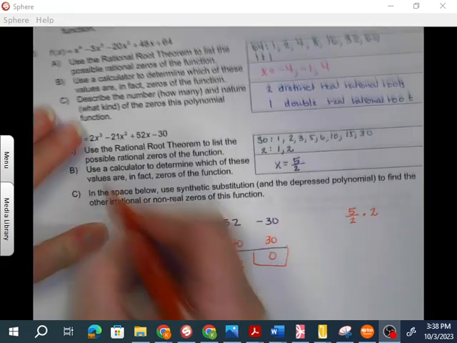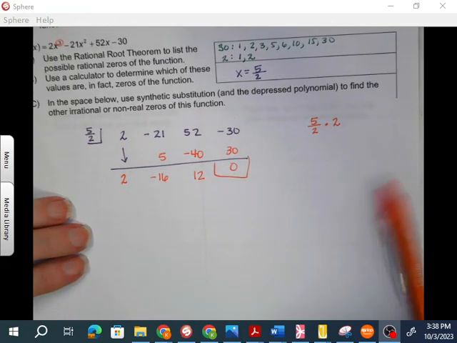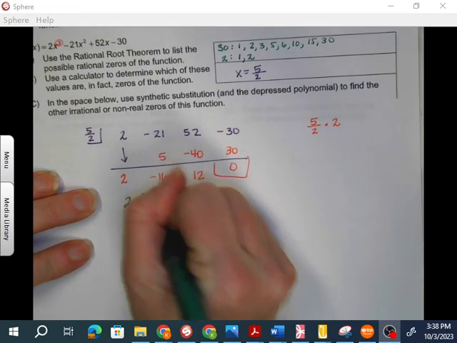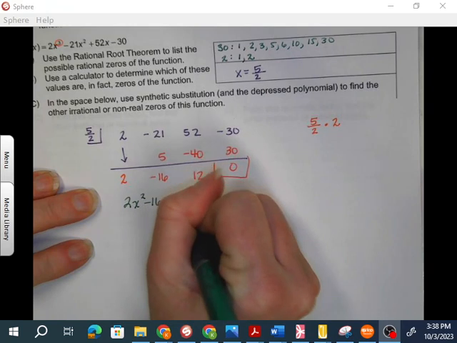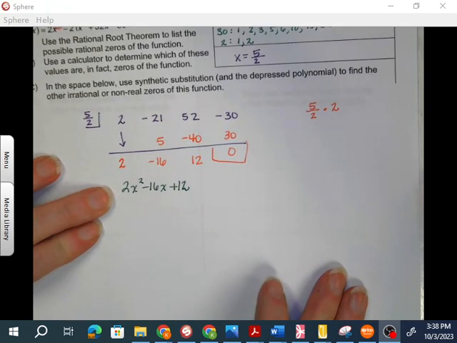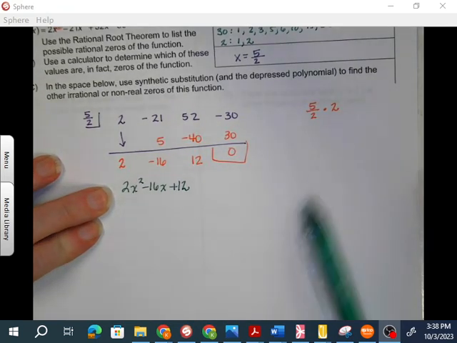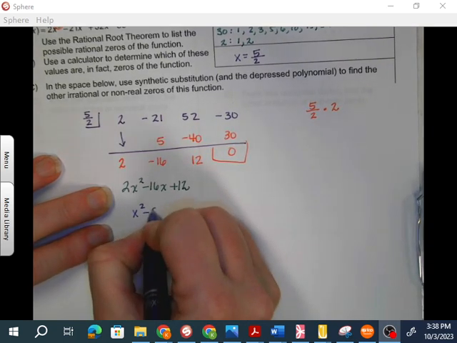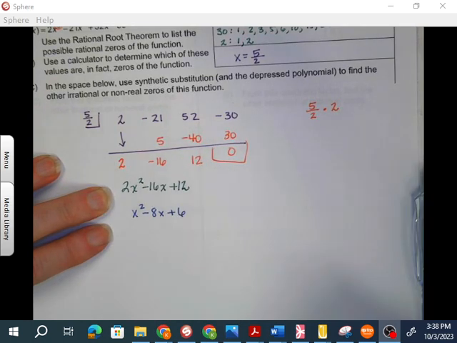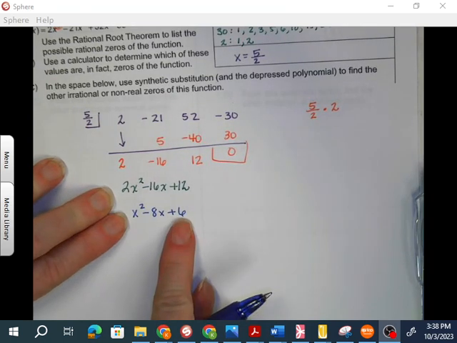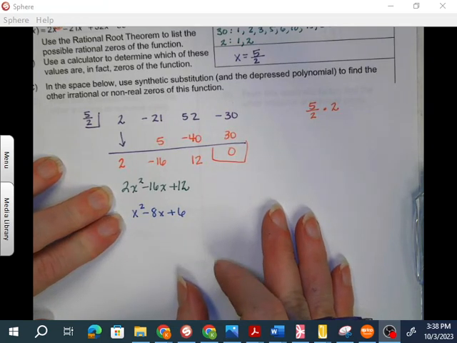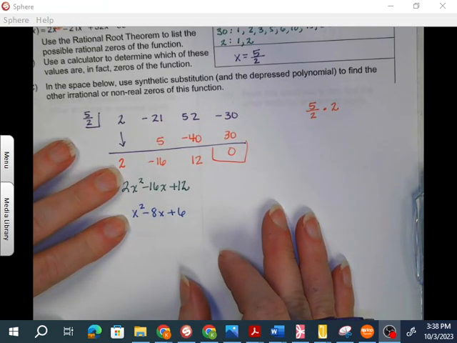So remember, this was to the 3rd degree. So what degree is this remainder? Should be squared. So that would be 2x squared minus 16x plus 12. Anybody notice anything about all those numbers? Yeah, go ahead and divide them by 2. So you get x squared minus 8x plus 6. Anybody think of any factors of 6 that would add to give you 8? Factors of 6 are just 1 and 6 and 2 and 3. Any of those add to give you 8?